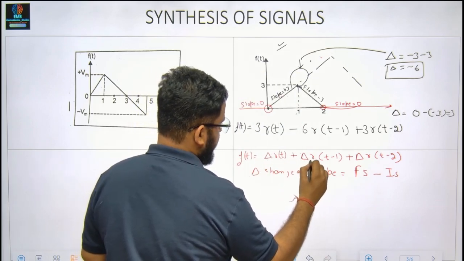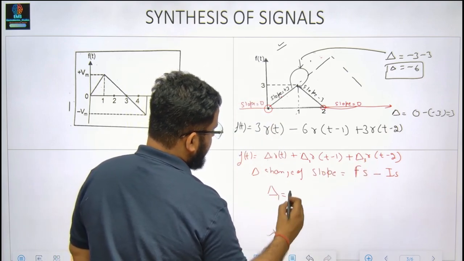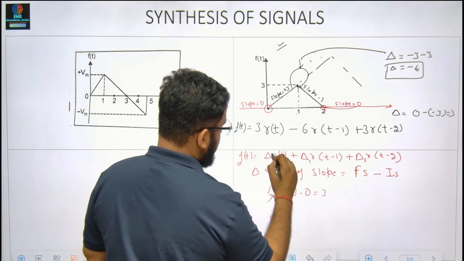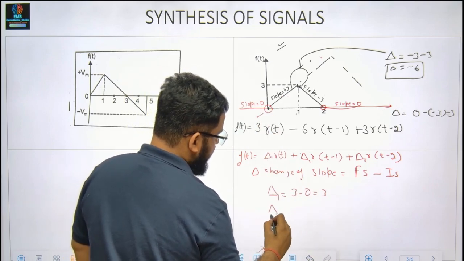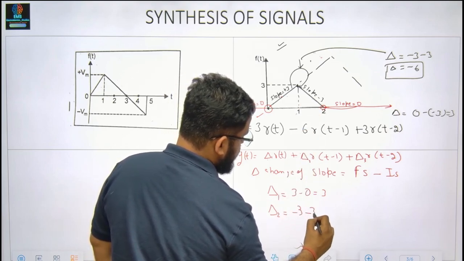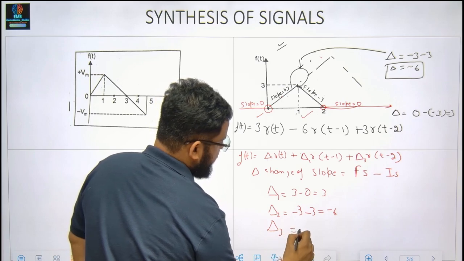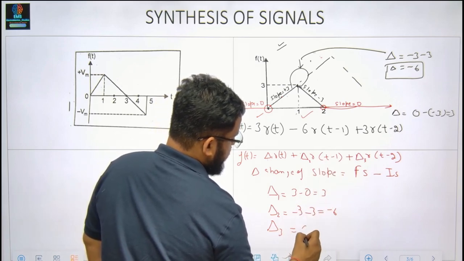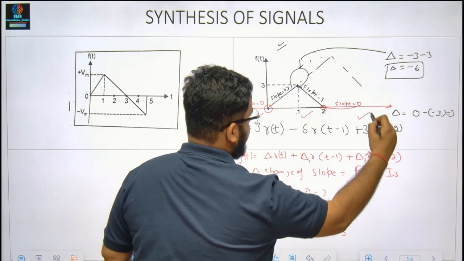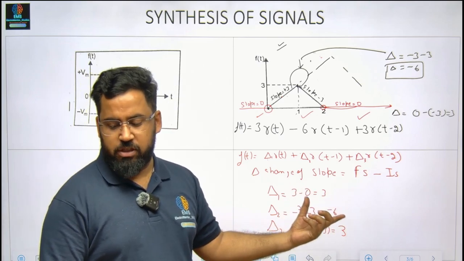So if I talk about delta 0, delta 1, delta 2 and delta 3 in this particular example, my delta 1 is nothing but the final slope, 3, minus 0, that was 3. So I've replaced it by positive 3. Delta 2: the final slope was minus 3, minus the initial slope of plus 3, it will be minus 6. I replaced it by minus 6. And delta 3: the final slope was 0, the initial slope was minus 3, so 0 minus of minus 3 should be 3, I'll replace it by plus 3. So this becomes my synthesis of this waveform.